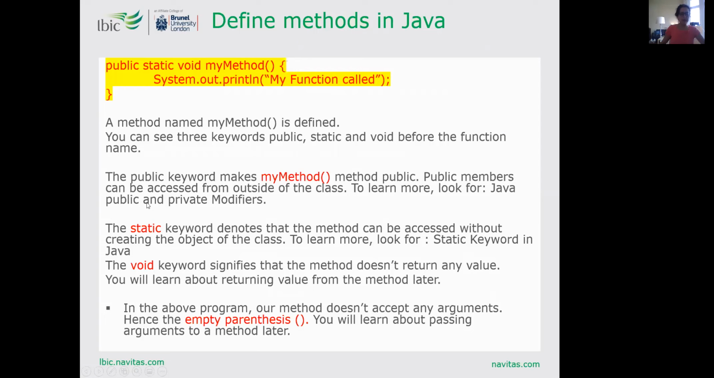Another thing I need to say is these empty brackets, or empty parentheses. This is used for empty arguments or parameters, so you are not passing any parameter. This function doesn't need any input to be able to be executed, right? So let's move on.